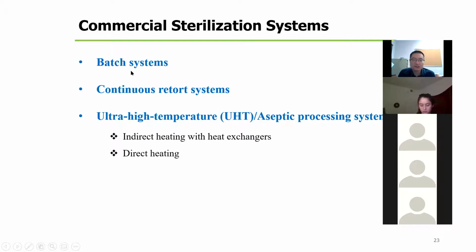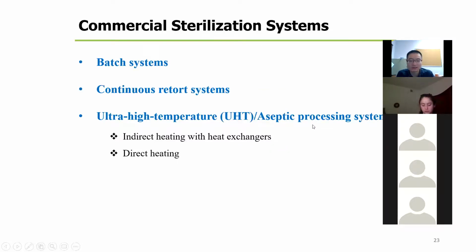Okay, so now we talked about all three commercial sterilization systems. The batch system, right? We had the still retort, the rotary retort, and the last one was the overpressure. Overpressure can be both, either batch or continuous. And in continuous, we had the hydrostatic retort, right? Remember, we had the water to control the pressure. And the last one was the aseptic processing.